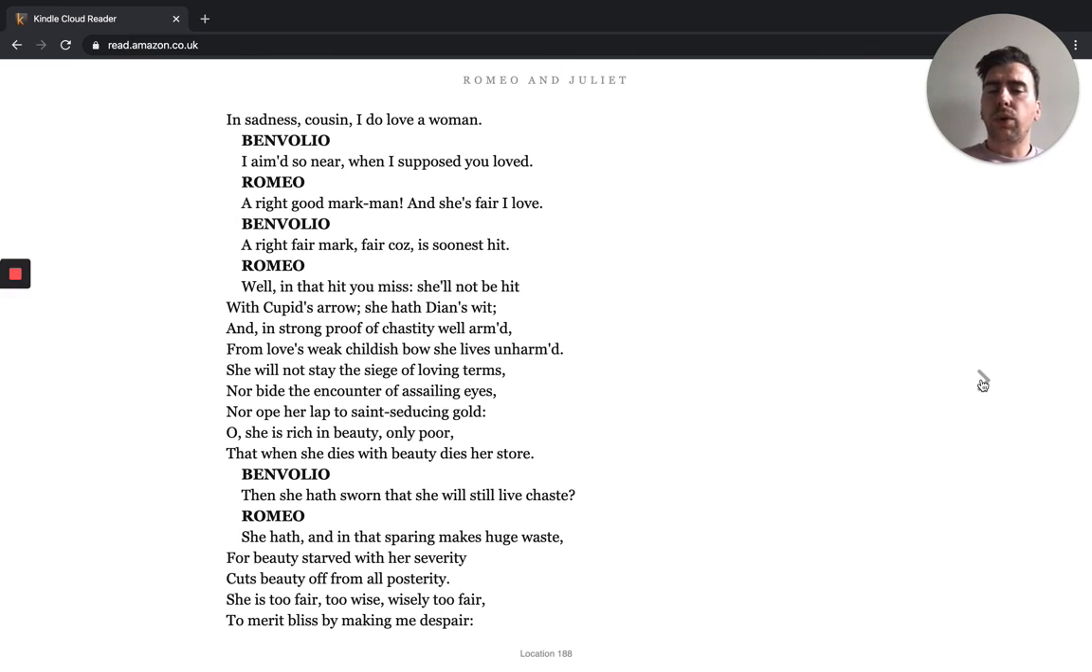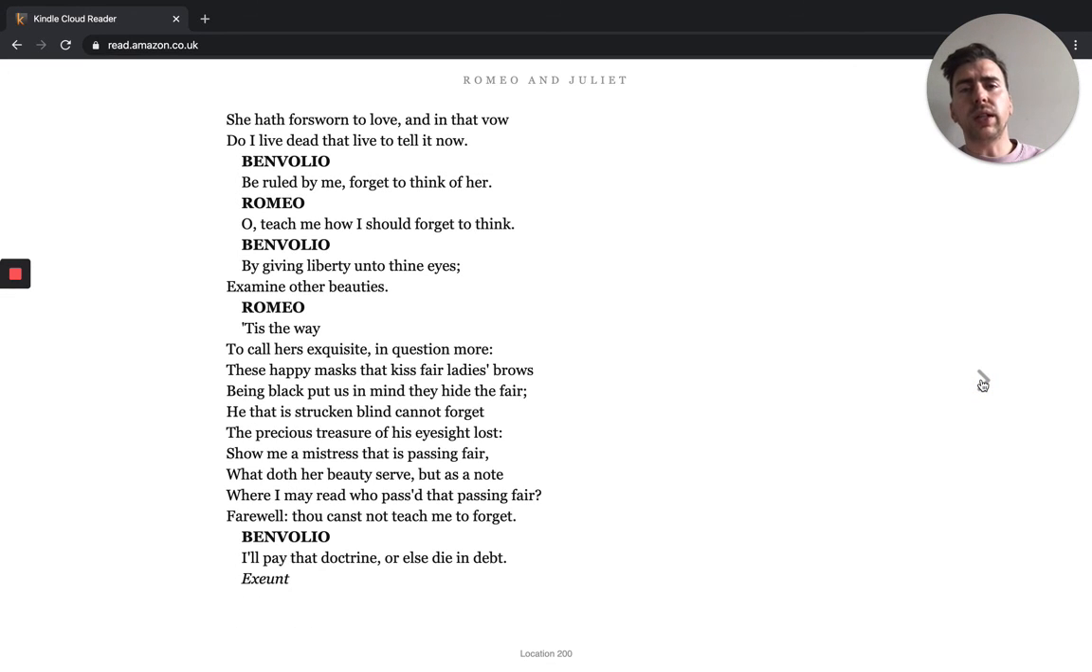Then she hath sworn that she will still live chaste? She hath, and in that sparing makes huge waste. For beauty, starved with her severity, cuts beauty off from all posterity. She is too fair, too wise, wisely too fair, to merit bliss by making me despair. She hath forsworn to love, and in that vow do I live dead that live to tell it now.